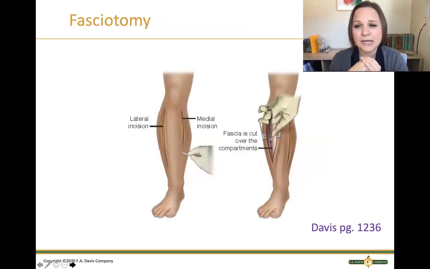Now, sometimes relieving the cast itself isn't enough. Sometimes just the compartments within that muscle, within that tissue, become too tight and pressurized with all this fluid. And the surgeon actually has to perform a fasciotomy to relieve pressure over those compartments within the injury.